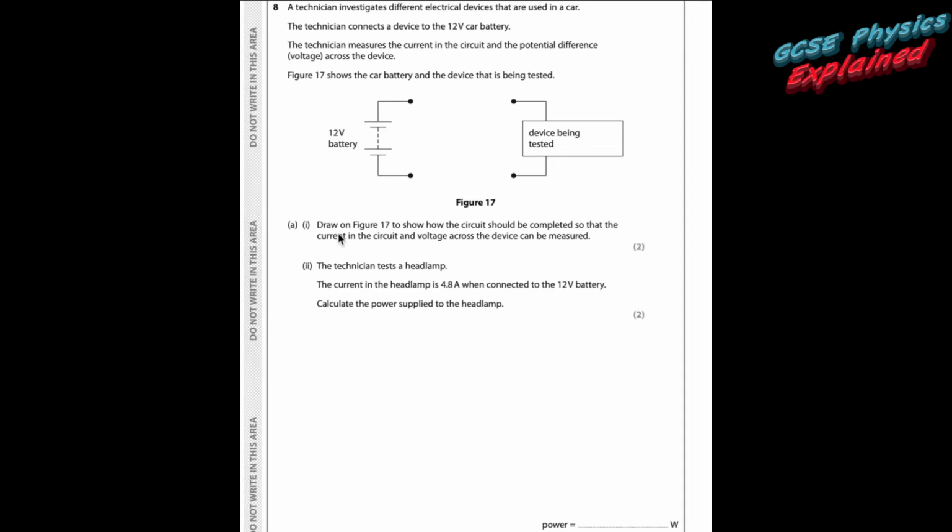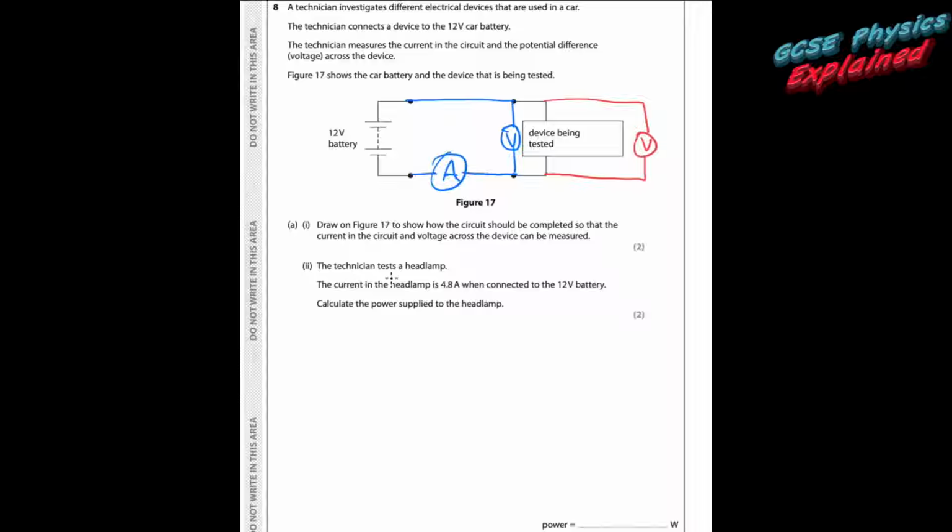Part 1. Draw on Figure 17 to show how the circuit should be completed so that the current in the circuit and voltage across the device can be measured. Right, well, you need an ammeter to be placed in series with the device, and you need a voltmeter to be connected in parallel across the device. You could either put your voltmeter here, or you could put your voltmeter over there.